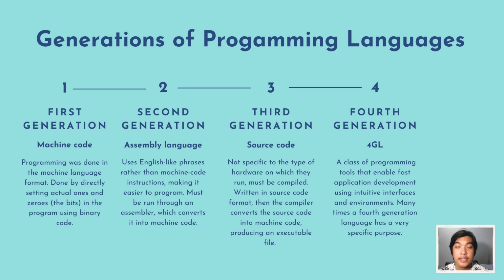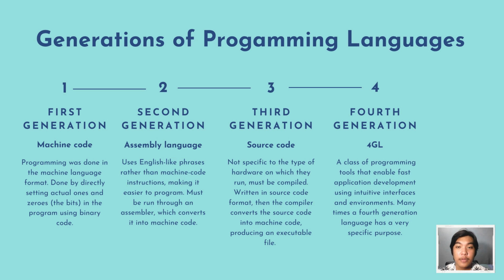Assembly language is the second generation language and uses English-like phrases rather than machine code instructions, making it easier to program. An assembly language program must be run through an assembler, which converts it into machine code.